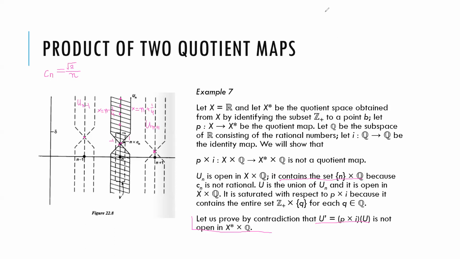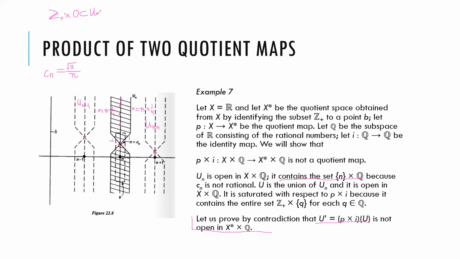This would mean that I will write here on the top because I have some white space here. So we have Z plus cross 0. When we prove by contradiction, we start by saying that maybe U prime is open in X star cross Q. So Z plus cross 0 is contained in U.